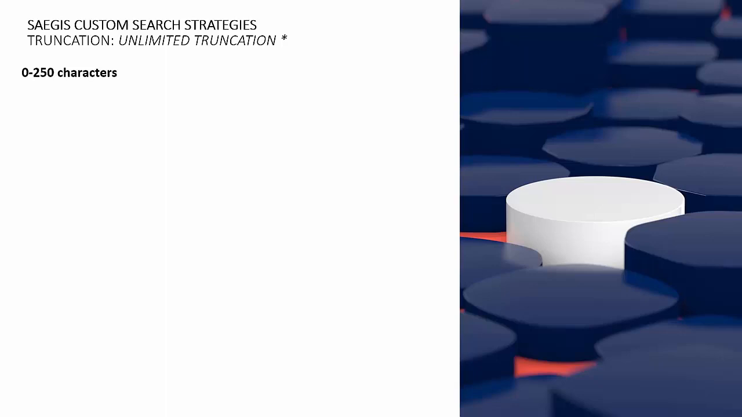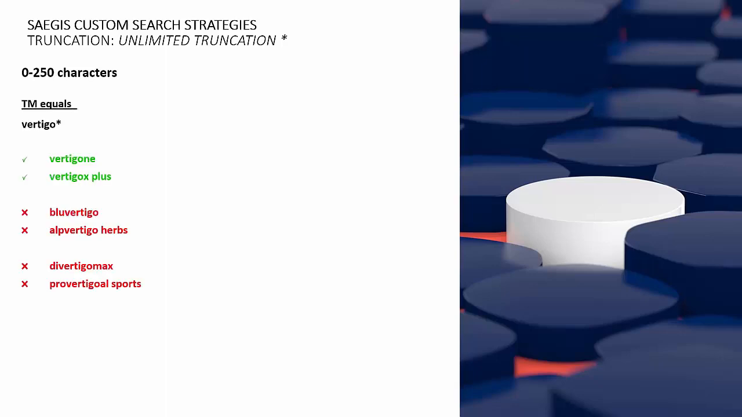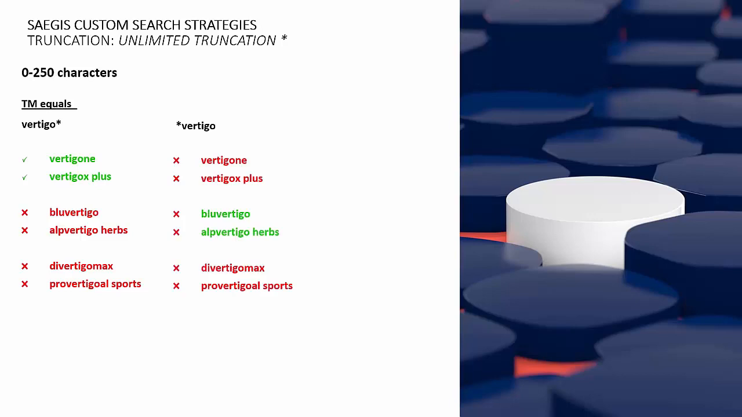The broadest search is obtained by putting asterisks at both ends of your word. This will search your word as a word stem, revealing results where it is part of larger words. For example, searching vertigo* would find Vertigon. Searching *vertigo would find Blue Vertigo. Searching *vertigo* would include all results of the previous two searches and add results like De Vertigo Max.